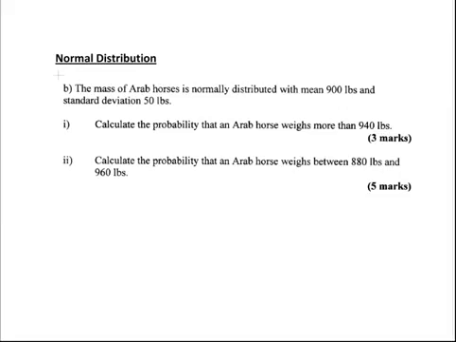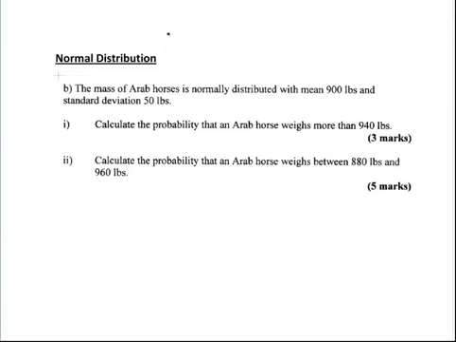In this presentation, we're going to look at the normal distribution. So this is a worked example. The mass of Arab horses is normally distributed with a mean of 900 pounds and a standard deviation of 50 pounds.